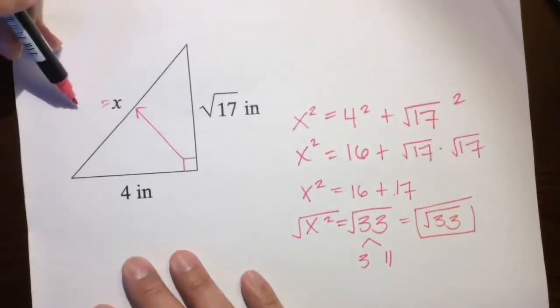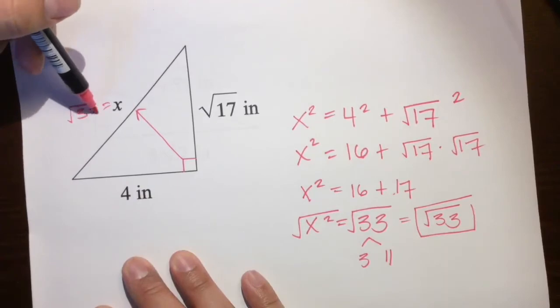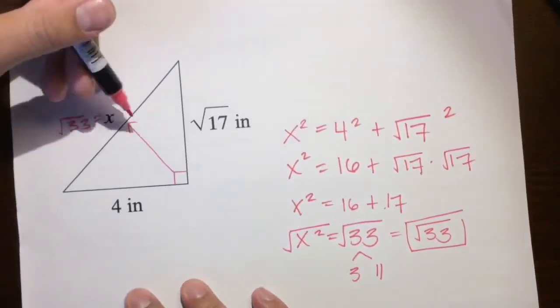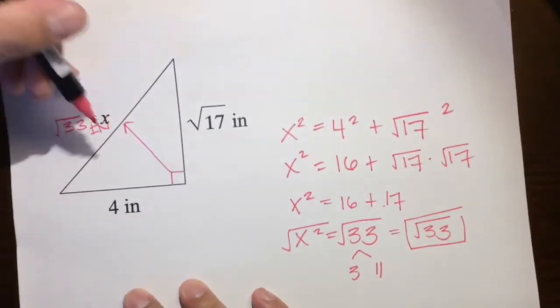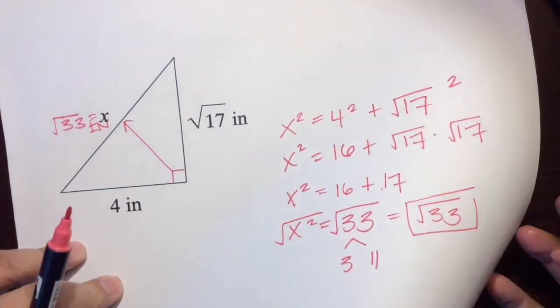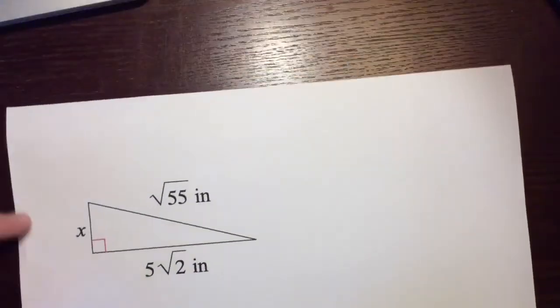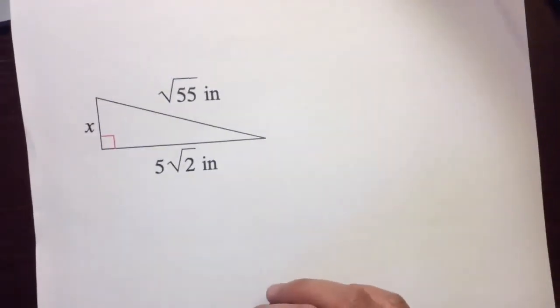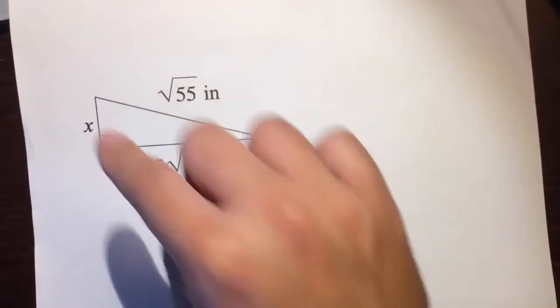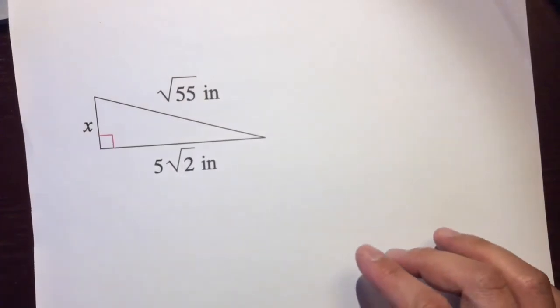So there we go. Inches. Don't forget to write the units. Okay, and the very last one for Pythagorean theorem. Hopefully you'll be great at any problem that involves a right triangle and a missing side like this one. Don't be intimidated by this one.